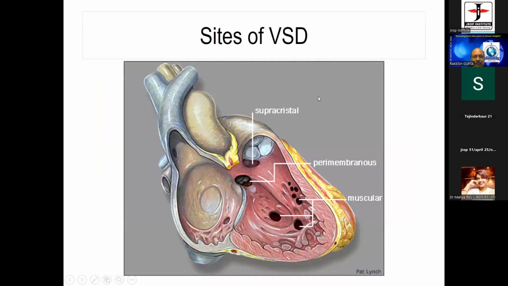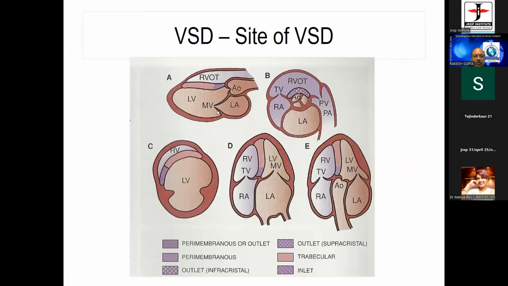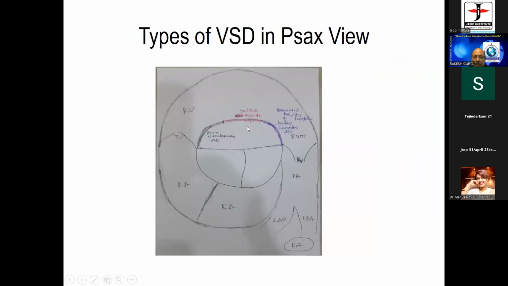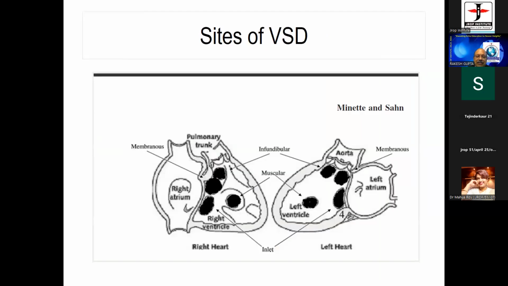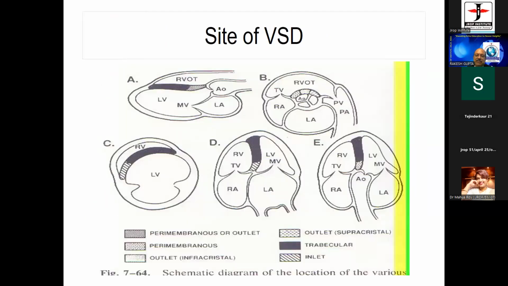I've made a diagram for this. Let me show this diagram. This is the parasternal short axis view at the level of the aortic valve. This is perimembranous, this is outlet muscular VSD, and this is doubly committed VSD or subpulmonic VSD. So at your level, just remember this classification: parasternal long axis view, then 4-chamber view, 5-chamber view, and try to correlate the 4 and 5-chamber views with this parasternal short axis.